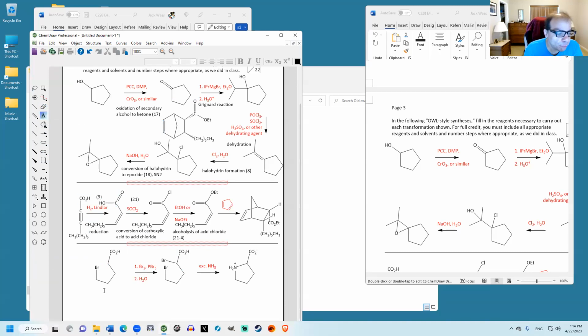We learned about that reaction in chapter 22. And there we learned the reagent of choice is bromine and phosphorus tribromide in the first step, followed by an aqueous workup. And that installs the bromine next door to the carboxylic acid. And then all we need to do is two successive SN2 reactions with a nitrogen. In other words, we need to treat this compound with an excess of ammonia. This is just an SN2 reaction. You can find out about those in chapter 11.